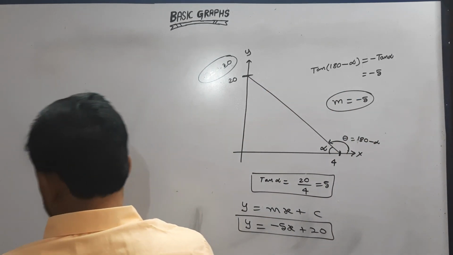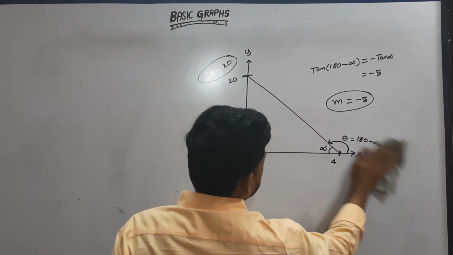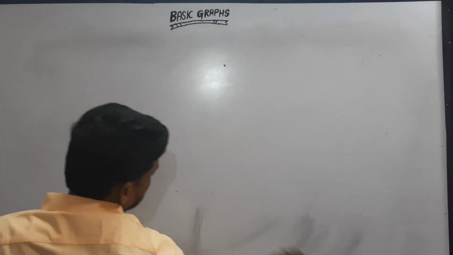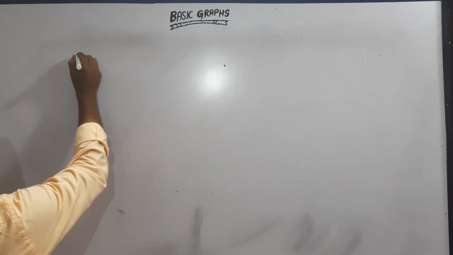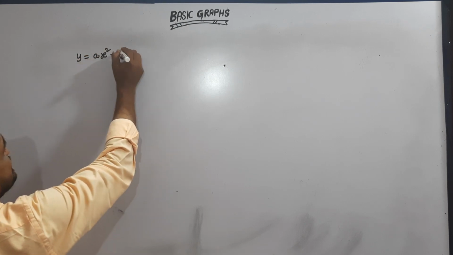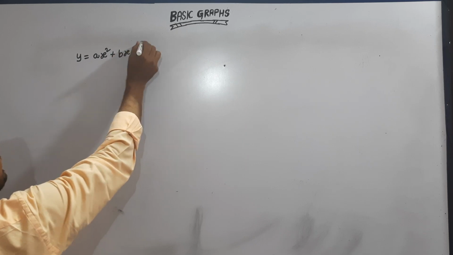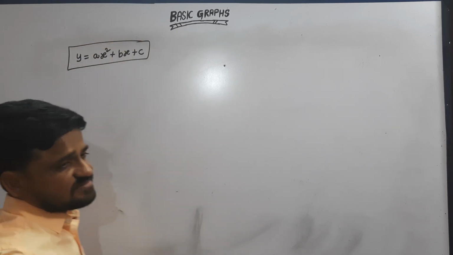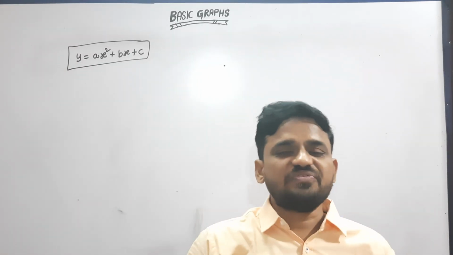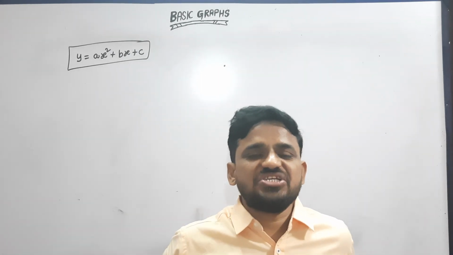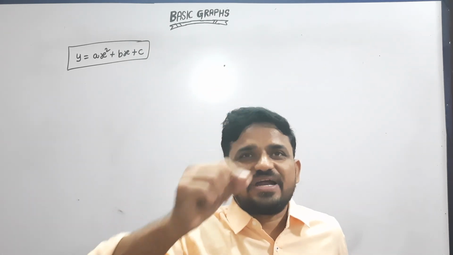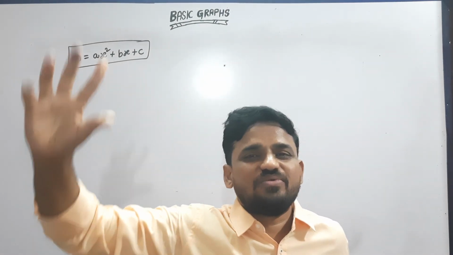Now, quadratic equation, graphs related to quadratic equation. The quadratic equation is like y equal to ax square plus bx plus c. In this equation, the higher power is 2. If the higher power is 2, the equation is a quadratic equation. The graph related to a quadratic equation is a parabola, a parabolic shape.